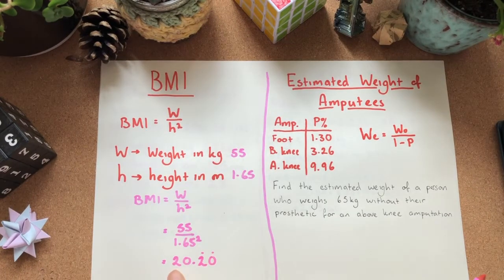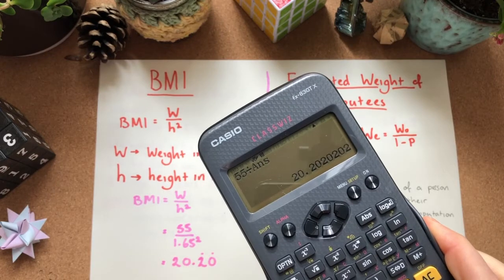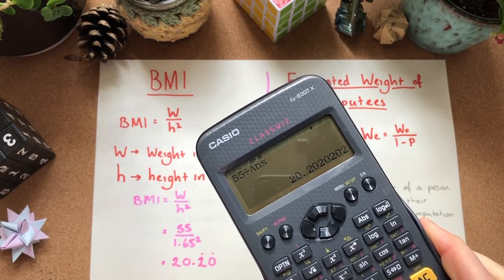It works out that my BMI is 20.20202020, repeating on forever and ever. And the year is 2020. But unfortunately, I am no longer 20. That would have been real cool.